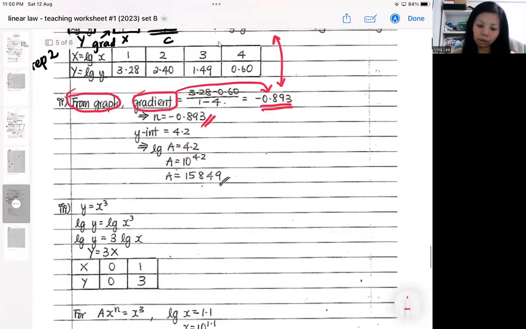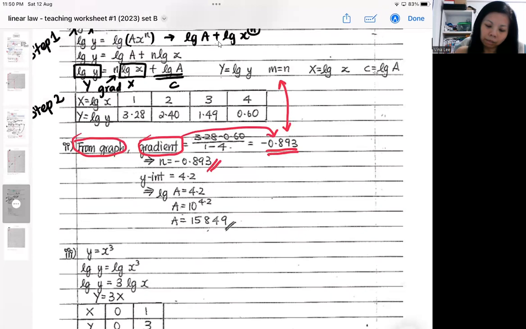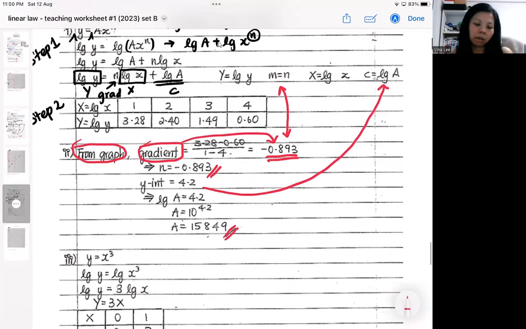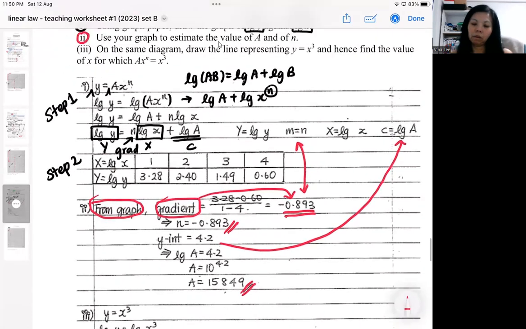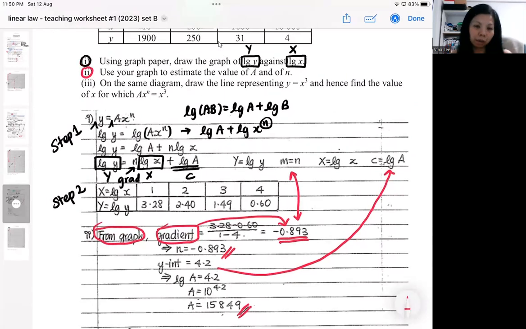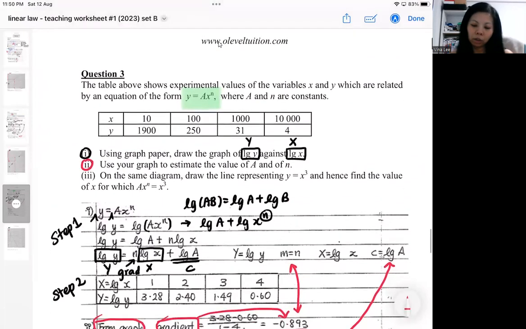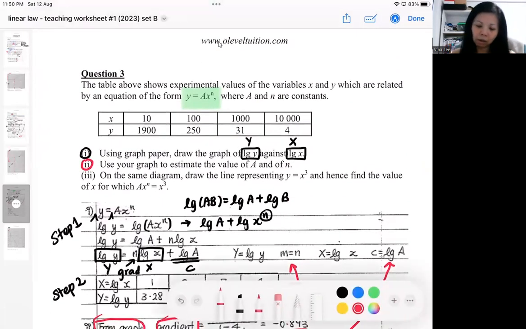So from the graph, you get the intercept. And the intercept will represent your LGA. And get rid of the LG by taking a base 10. And that's how I got my A. So it's a very repetitive step. By now you should see that it's very repetitive. Okay, the new part will be, we actually need to draw a line. So this will be the part that is brand new to you.